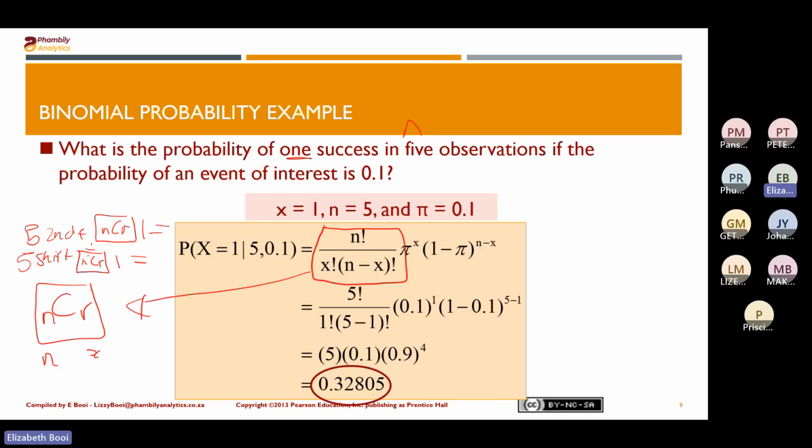It is the same as 0.1. And 1 minus 0.1 is 0.9, to the power of 5 minus 1, which is 4. And when you solve this, you get the probability of 0.32805, which is the probability.